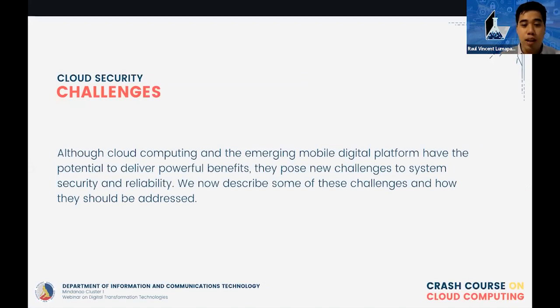Cloud computing and the emerging mobile development platforms have the potential to deliver very big benefits. They pose new challenges to system security and reliability, though. There's no perfect solution, no perfect technology, and that is a reality we need to address. We now describe some of these challenges and how they should be addressed.